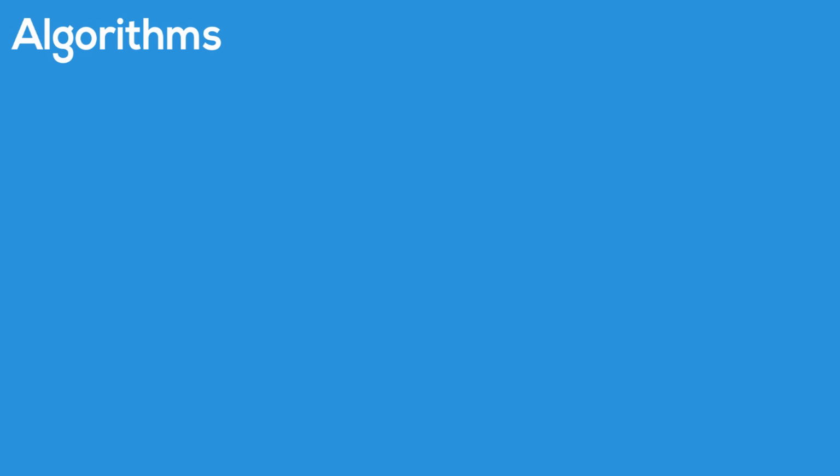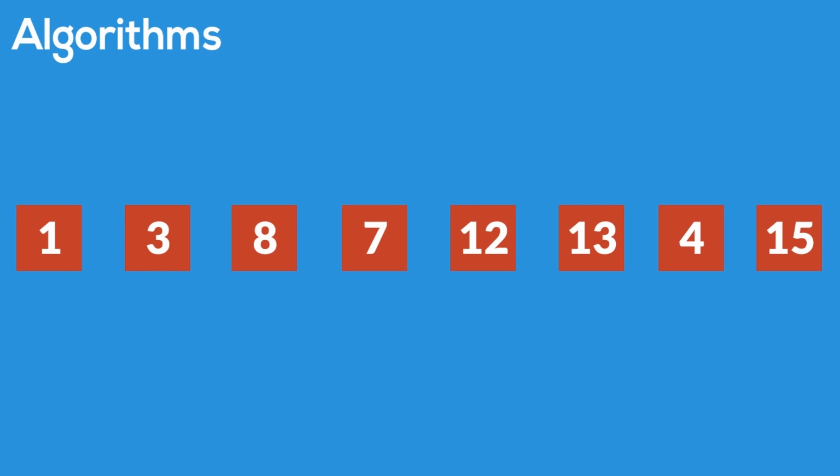Let me explain. Here's another set of numbers. 1, 3, 8, 7, 12, 13, 4, and 15. We start by leaving the first number alone because there is nothing behind it to compare with. The second number, 3, we can check. Is 3 less than 1? No? Leave it where it is and move on.